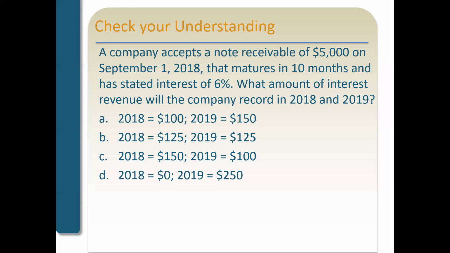You guys know what to do here? So, it shows here the company accepts a note receivable of $5,000 on September 1st that matures in 10 months and has a stated interest of 6%. What amount of interest revenue will the company record in 2018 and 2019?